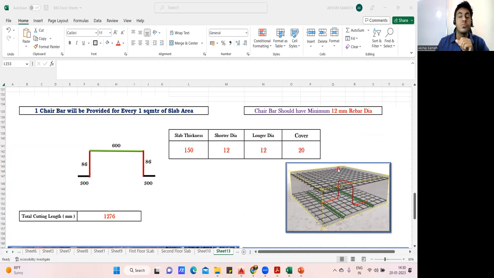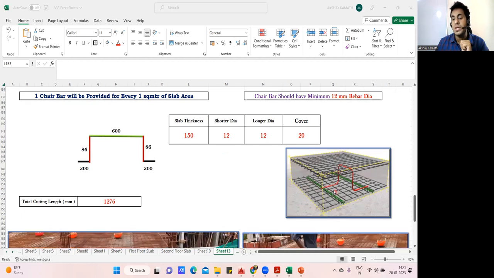So according to the code, or you just remember, this chair bar, whatever we are providing, should be minimum 12 diameter bar. You cannot provide a chair bar less than 12 diameter. You cannot provide a chair bar of 8 mm or 10 mm. It has to be minimum 12 mm. It can be 16 and 20 also, doesn't matter. But minimum it has to be 12 mm. Okay. Now you can get a proper idea how the chair has been put, right?